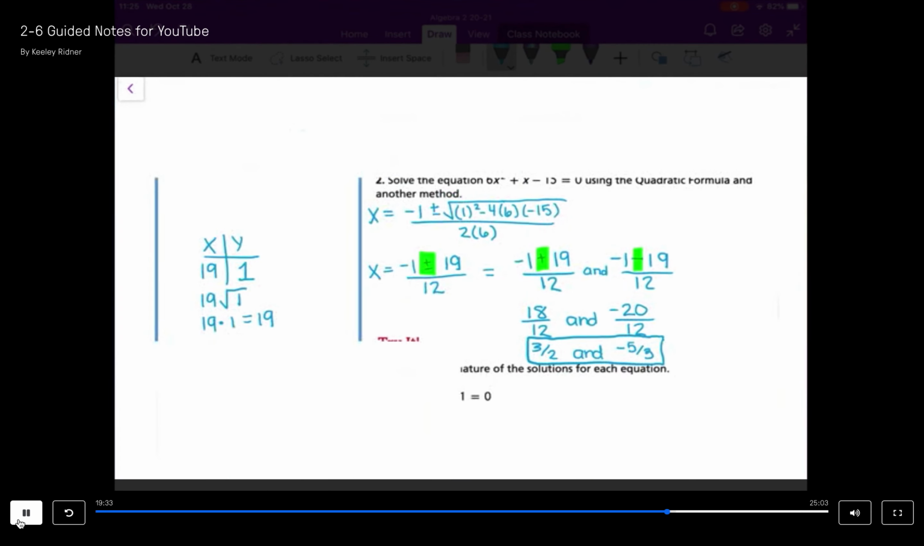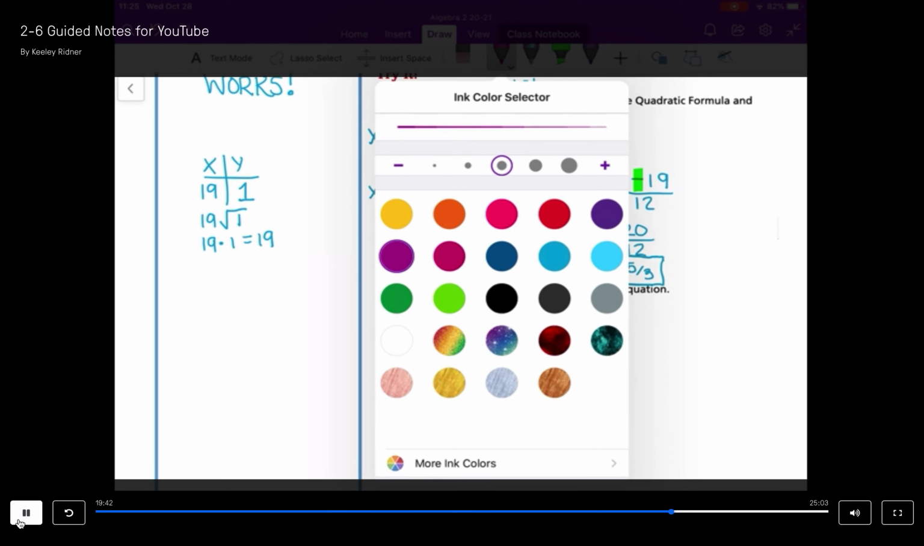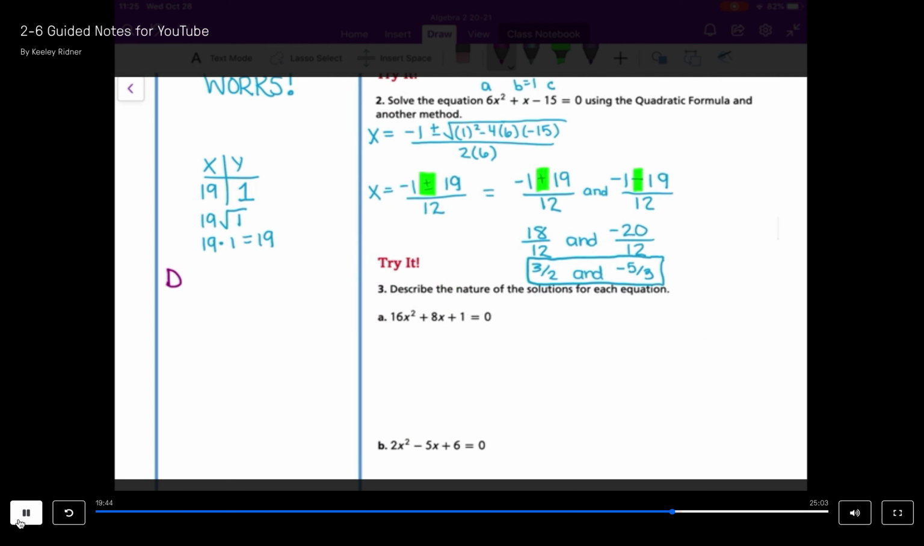All right, so we are finished with quadratic formula for the most part. What we're going to talk about now is something called the discriminant. Okay, and there are three major things that we need to know. To find the discriminant, we're going to use b squared minus 4ac on every problem. Okay?